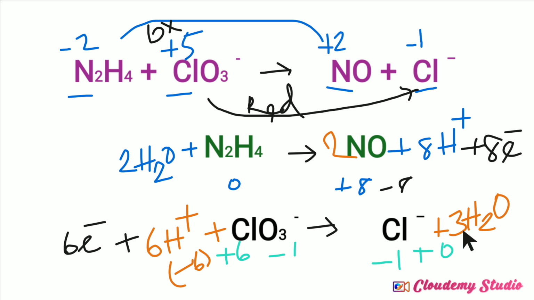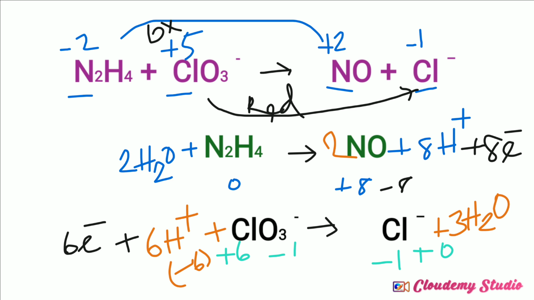Now this reduction reaction is also balanced. But when we check the number of electrons lost and the number of electrons gained, what happens? Here the number of electrons lost is 8, but the number of electrons gained is 6. As per the rule, the number of electrons lost and gained must be equal. To make them equal, we need to find the LCM of 6 and 8.